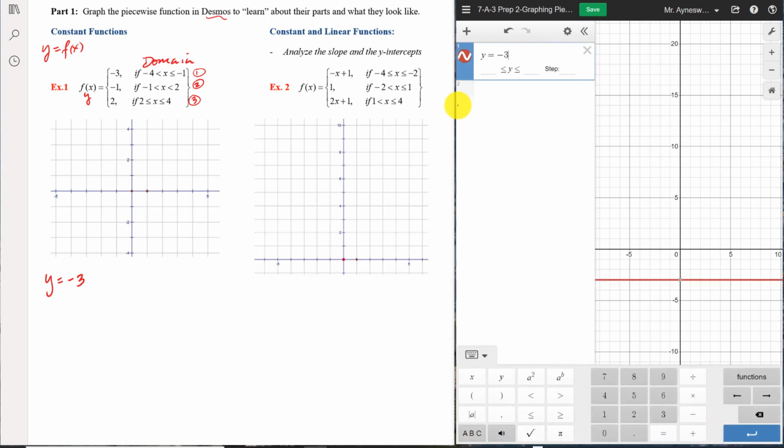So what you do is you use these curly brackets, which are right above the square brackets on your keyboard, right next to the letter P. So use the curly brackets, and you type in this restricted domain. You just literally type it in.